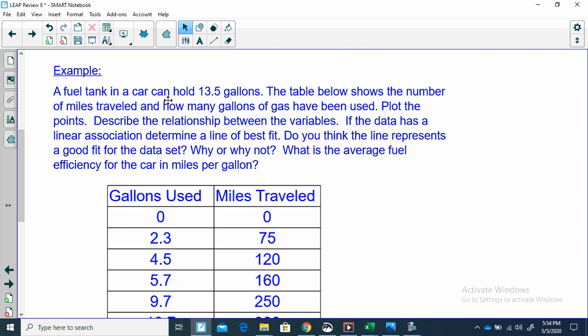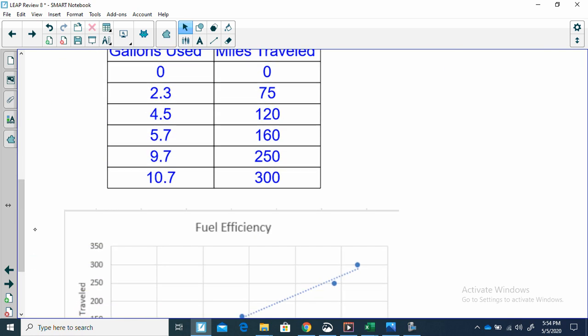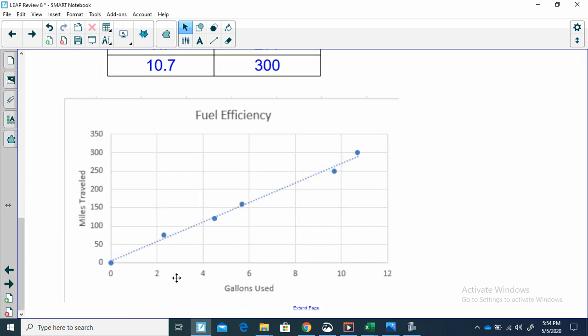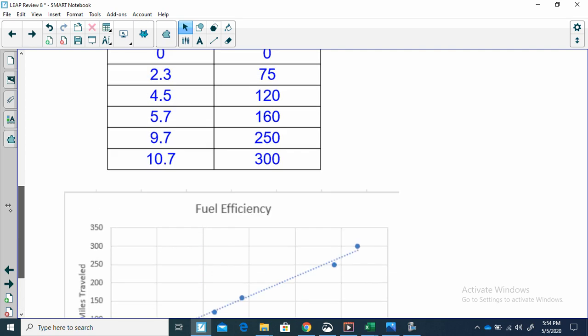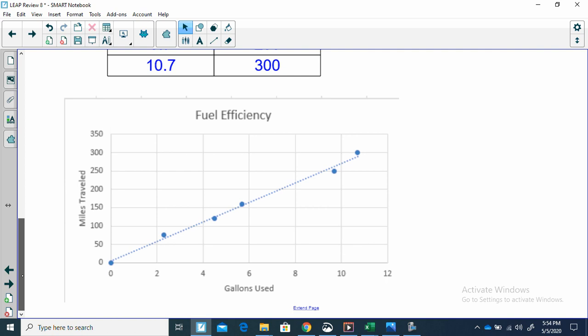First off, a fuel tank in a car can hold 13.5 gallons. The table below shows the number of miles traveled and how many gallons of gas have been used. Plot the points. I'm going to tell you, we've already done that. I've done that for you, in fact. I plotted the points: gallons used, miles traveled. 0 gallons used, there was 0 miles traveled. According to our plot, when we had used 2.3 gallons, we'd gone 75 miles, so about halfway between 50 and 100.